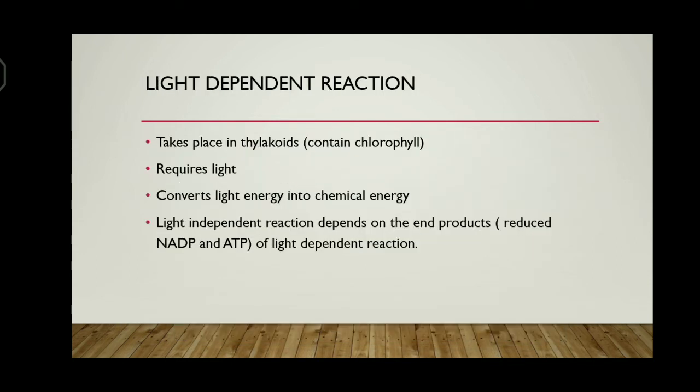Next point is light dependent reaction. In photosynthesis, it takes place in the thylakoids, which contain chlorophyll. Required light converts light energy into chemical energy. Light independent reaction depends on the end products, reduced NADP and ATP, of the light dependent reaction.